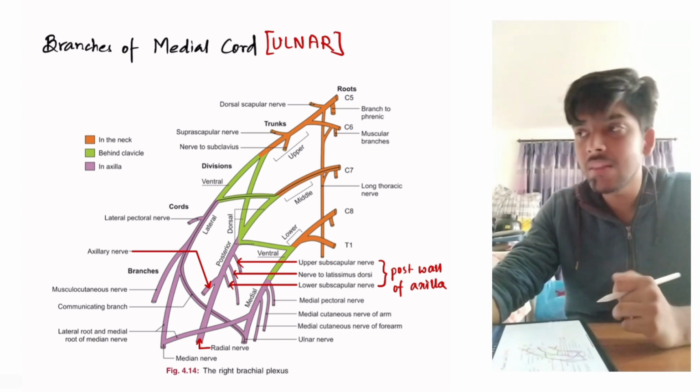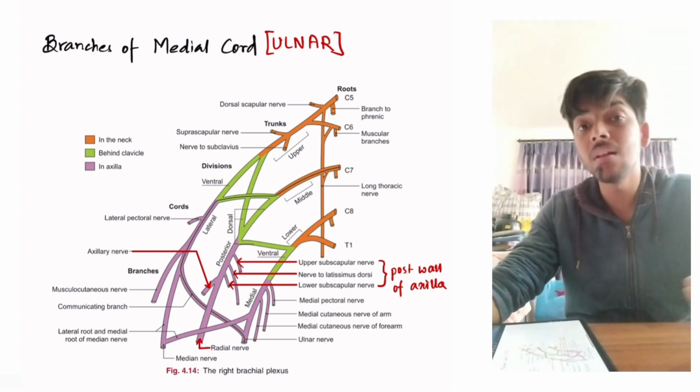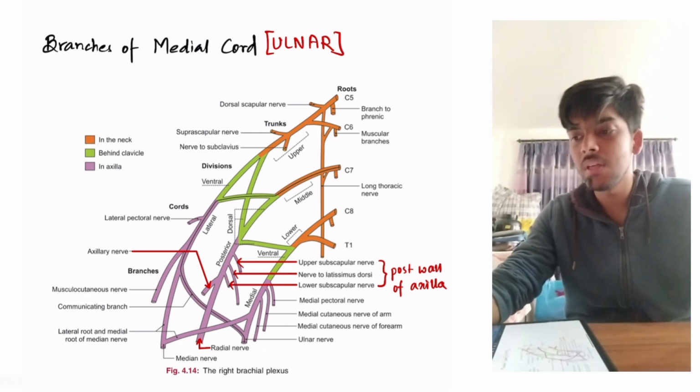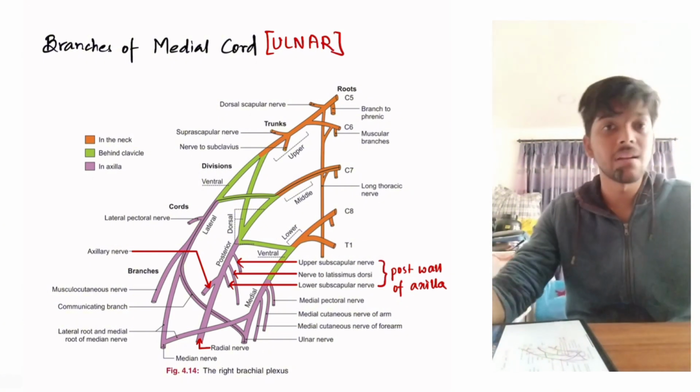That's it for the anatomy and the formation of brachial plexus. Next video is going to be on clinical anatomy of brachial plexus. So you are going to see Erb's palsy, Klumpke's palsy, winging of scapula, and all that stuff.